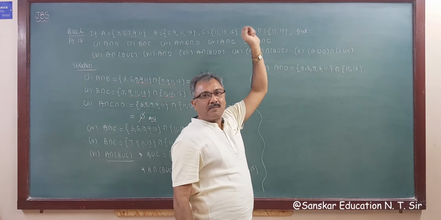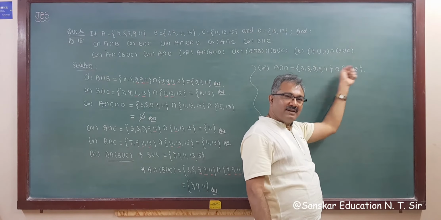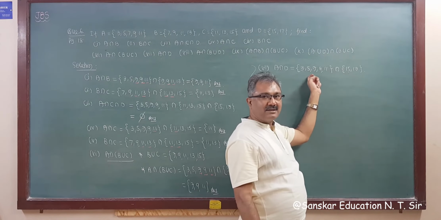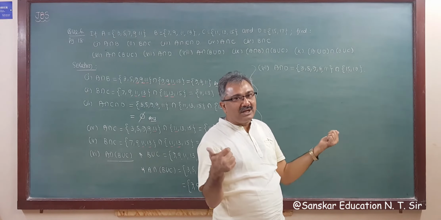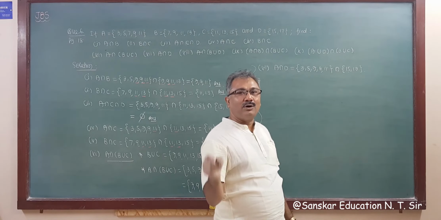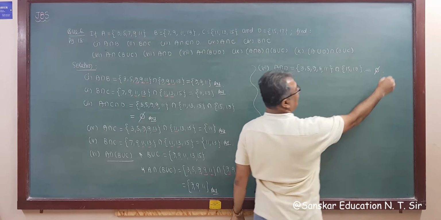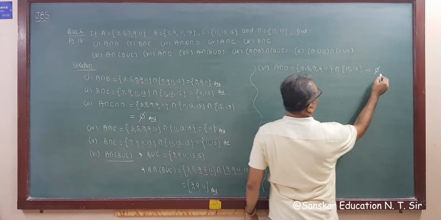Right? Now, this set D has fewer elements, so we can check with them. Is 15 here? No. Is 17 in this set? No. So that means there is no common element. Means there is no element, that is the null set or empty set, or we can write it with the symbol phi. Right? So that is your answer.